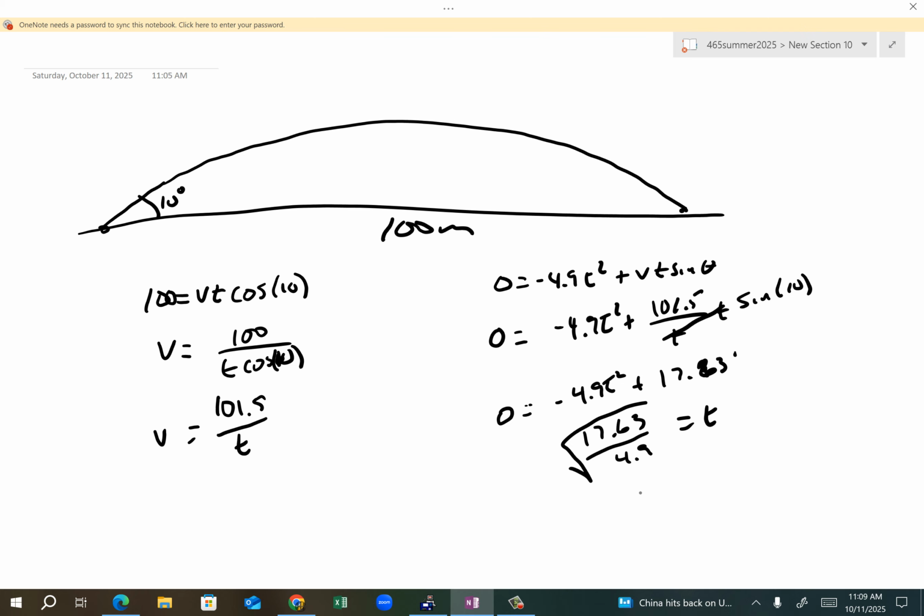17.63 divided by 4.9. Oh, it's 1.89. Duh. All right, so it takes 1.89 seconds to get there. That's not what I asked for. I said, how fast are we traveling?